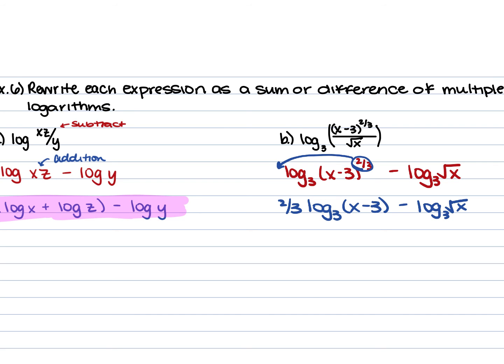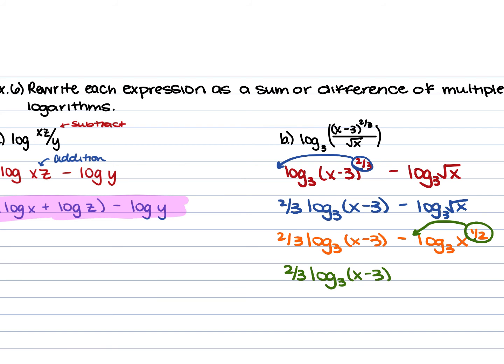Now that square root of x is also x to the 1/2 power. So this is going to also be 2/3 times log 3 of x minus 3 minus log 3 of x to the 1/2 power. Again, you cannot have a power, so bring that out front of that one log that has the x by itself. So we have 2/3 times log 3 of x minus 3 minus 1/2 times log 3 of x.